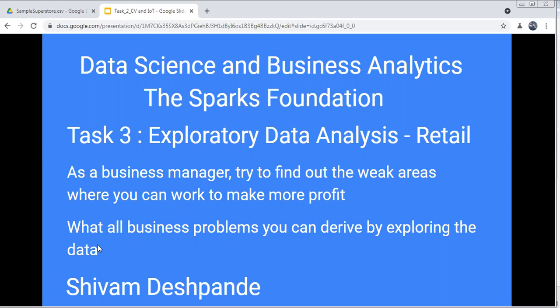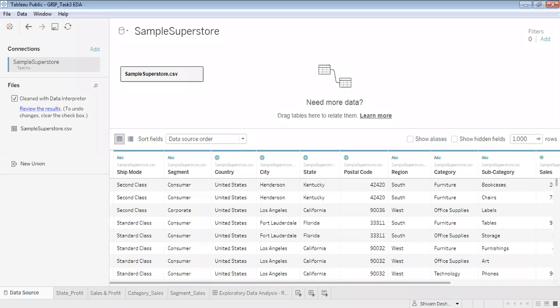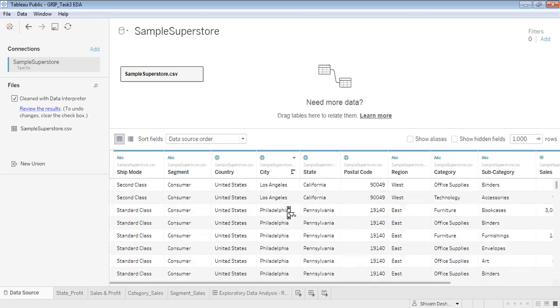For this I've used Tableau. As you all know, Tableau is the visualization tool that I've used here. You can view the dataset here as well. In Tableau, there is an inbuilt data interpreter. I've used this data interpreter to clean my data, to remove unwanted entries in the dataset, and this data has been cleaned now.